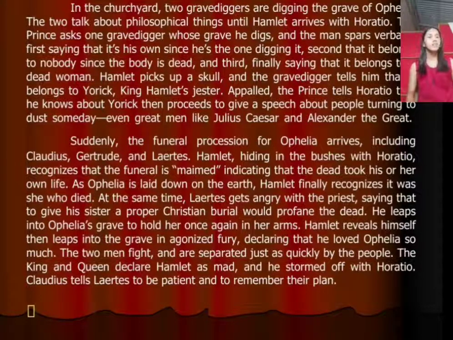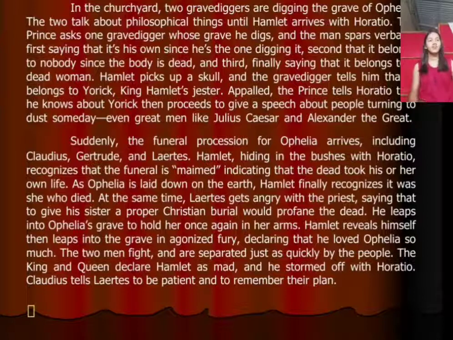Suddenly, the funeral procession for Ophelia arrives, including Claudius, Gertrude, and Laertes. Hamlet, hiding in the bushes with Horatio, recognizes that the funeral is marred, indicating that the dead took his or her own life. As Ophelia is laid down on the earth, Hamlet finally recognizes that it was her who died. At the same time, Laertes gets angry with the priest, saying that to give his sister a proper Christian burial would profane the dead. He leaps into Ophelia's grave to hold her once again in his arms.